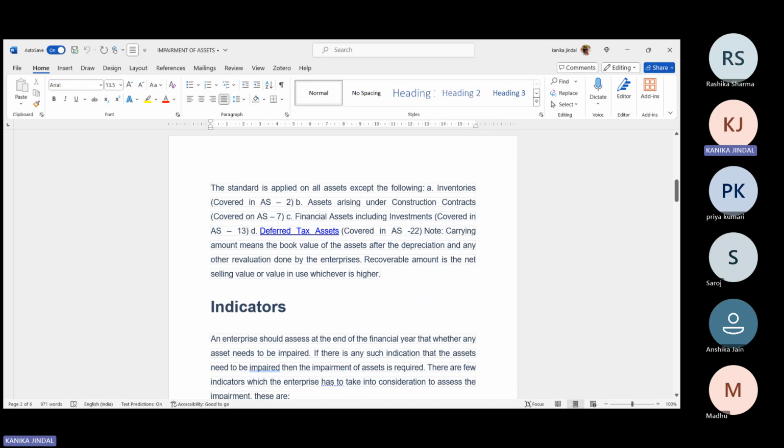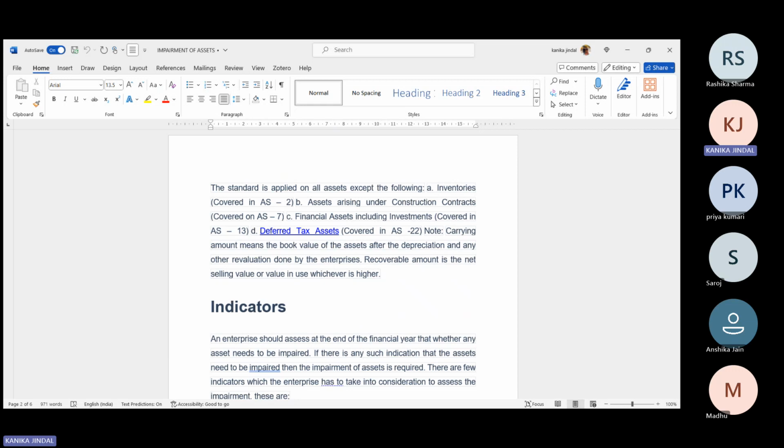This standard is applied on all assets except a few exceptions on which this standard is not applied. First is inventories, which is covered in Accounting Standard 2. Second is assets arising under construction contracts, which are covered in Accounting Standard 7. Third is financial assets, including investments, which are covered in Accounting Standard 13.